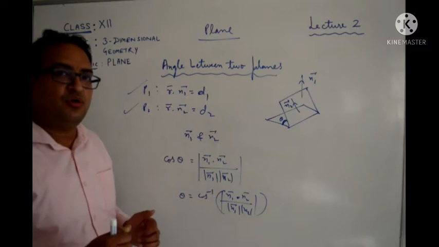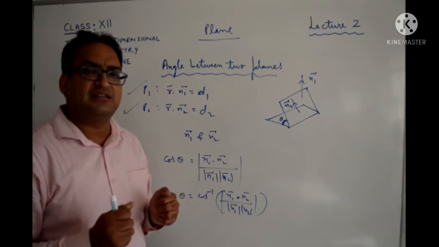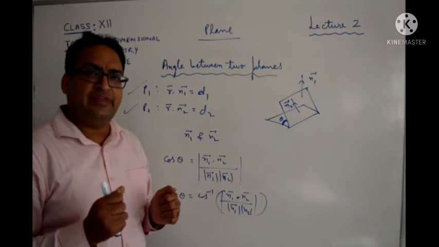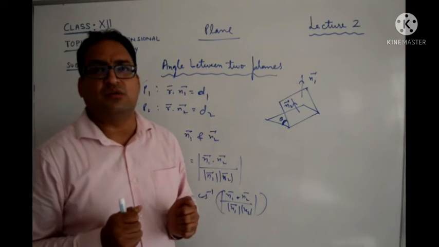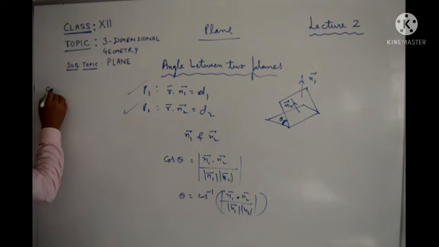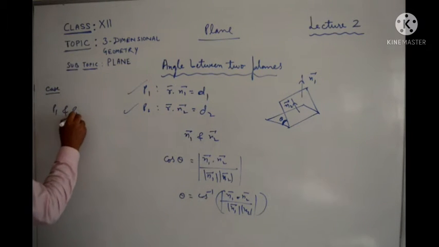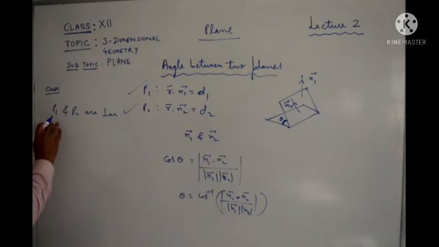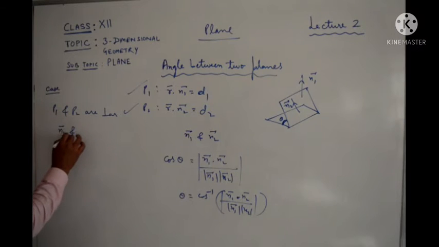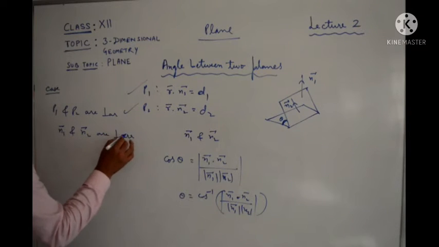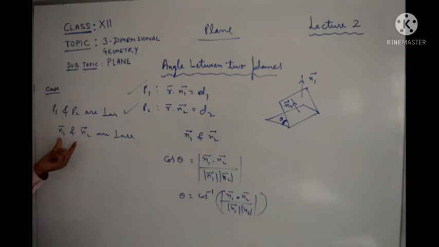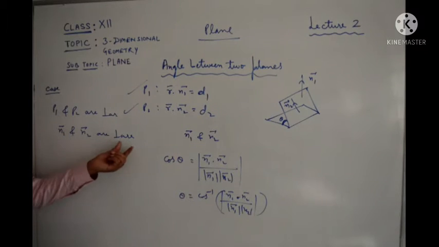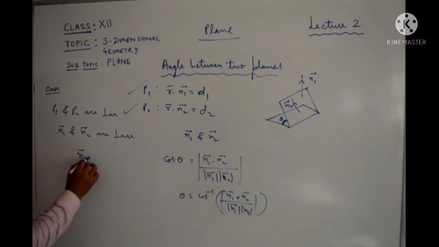From this article we are going to derive a very important condition for planes: if the planes are perpendicular, then the dot product of their normals is equal to 0. The case is, p1 and p2 are planes which are perpendicular to each other. As you know, the angle between the planes is the same as the angle between their normals. So if the planes are perpendicular, the normals are perpendicular, and you know from vector algebra that if two vectors are perpendicular, then their dot product is equal to 0.